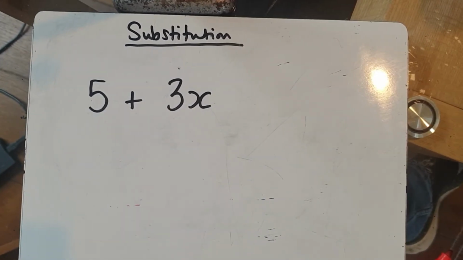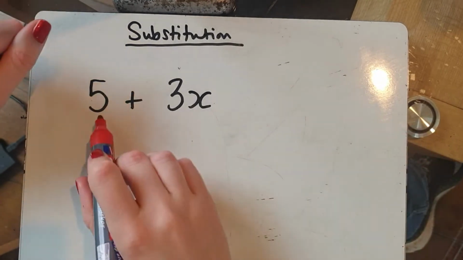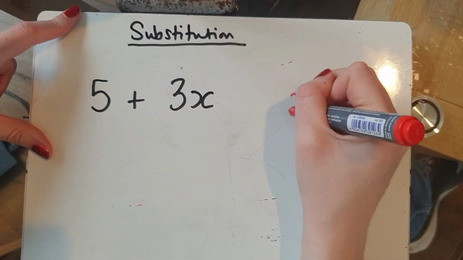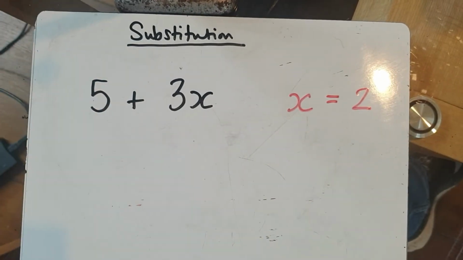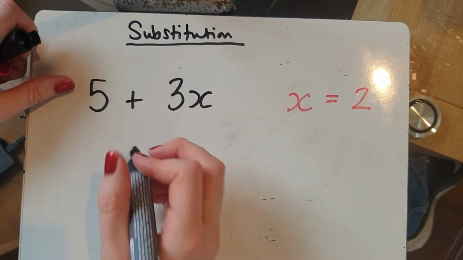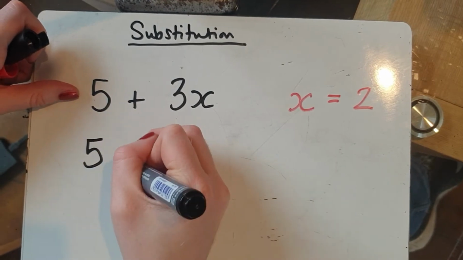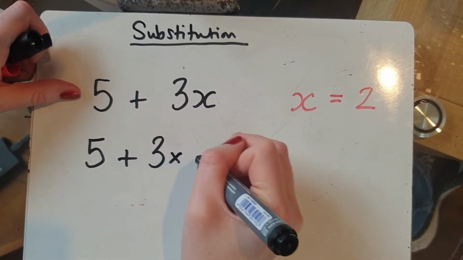So let's have a look at another expression. If I had 5 plus 3x, and I'm going to say x equals 2, then what I would need to do again is think about what this expression means. It really means 5 plus 3 times x.